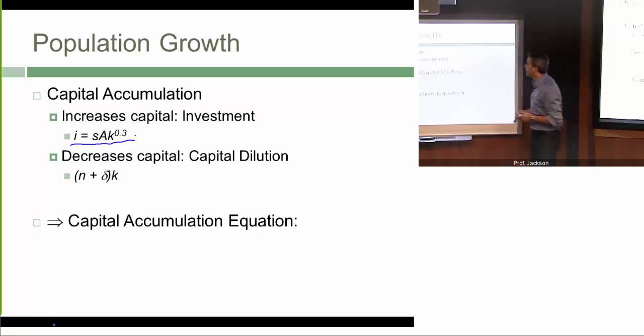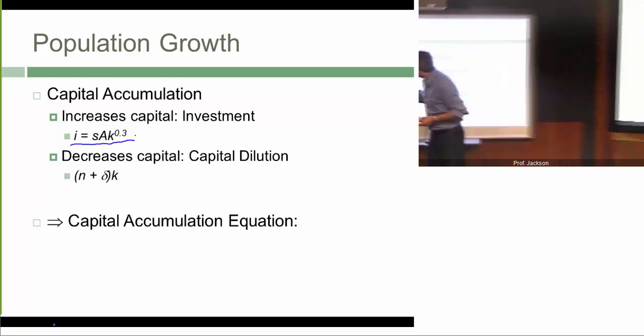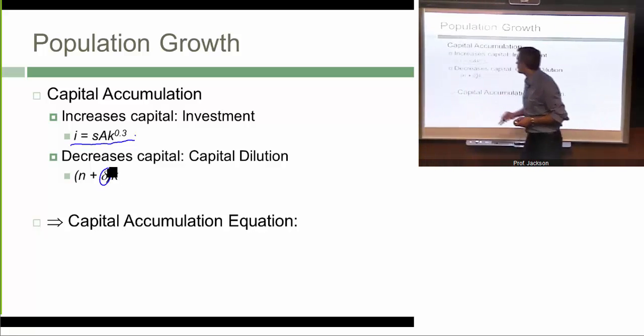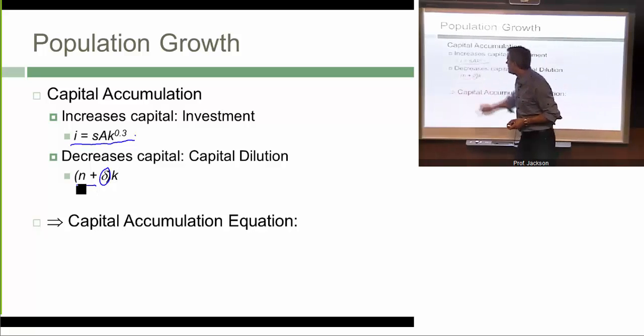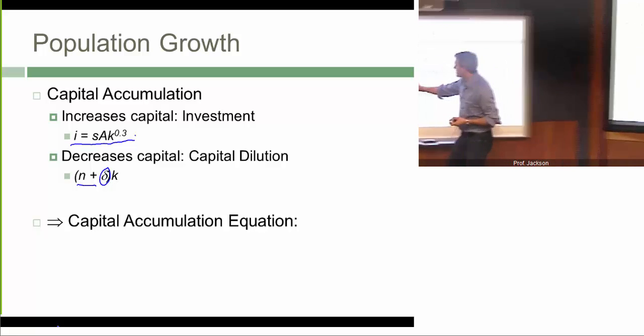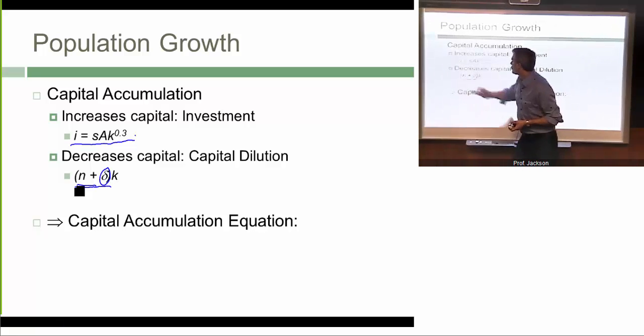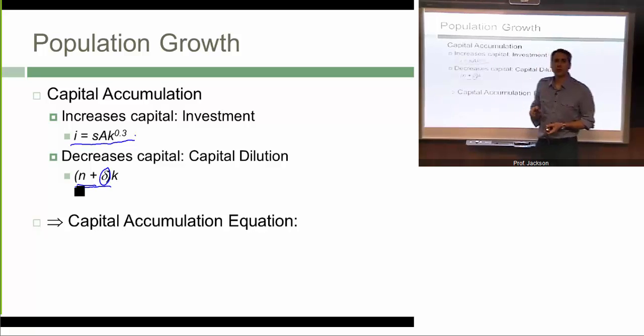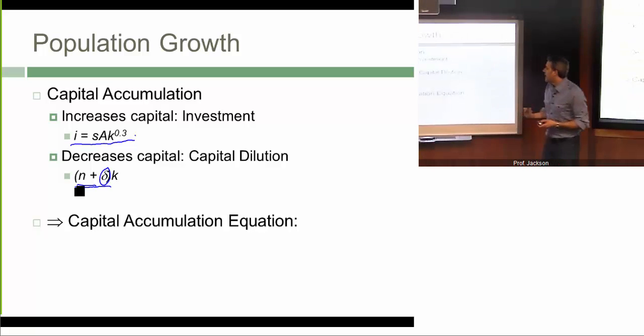And so we talked about, in the standard model, we just looked at depreciation, but now we're adding this population growth factor. So when we put both of those things together, the total amount of reduction in capital per period is just going to be the sum of the depreciation rate plus the population growth rate multiplied by the capital stock.